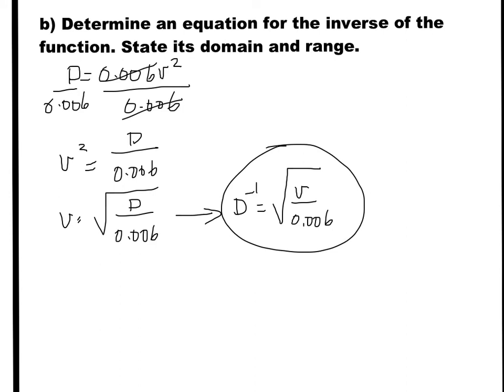And the domain and range, we explained it before, but even here we can see that because V is under the square root, V has to be greater than or equal to 0, and we already know how the square root function looks like when you graph it. If you remember, it looks something like this one. D minus 1, or the inverse, has to be greater than or equal to 0, too, as we stated before.